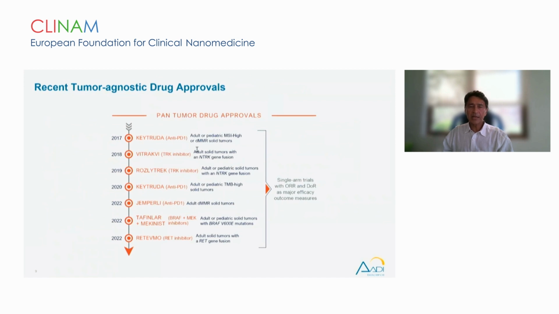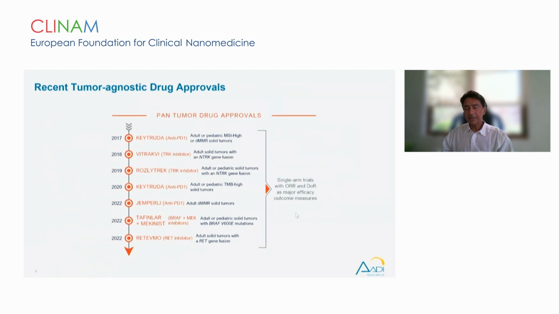To give you the idea, since 2017, a few drugs have been approved in this setting. So Keytruda, of course, is the anti-PD-1 drug, and then the NTRK inhibitors, Vitrakvi and Rozlytrek, and then later again, Keytruda for TMB high in solid tumors. There's another anti-PD-1 which is also approved, Jemperli, and then a combination of BRAF and MEK inhibitors in V600E mutations. And then most recently was Retevmo, which is a RET fusion inhibitor. So these are drugs that have all been recently approved using the tumor agnostic approval.